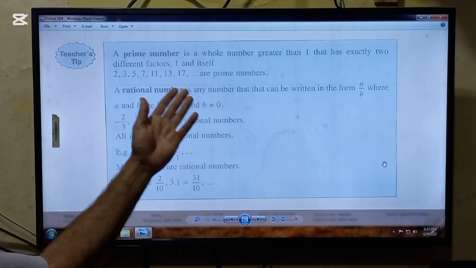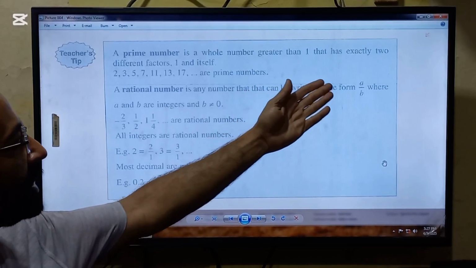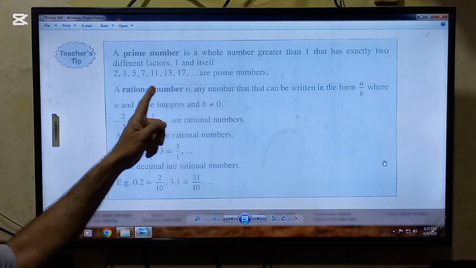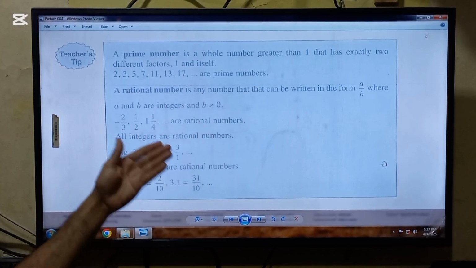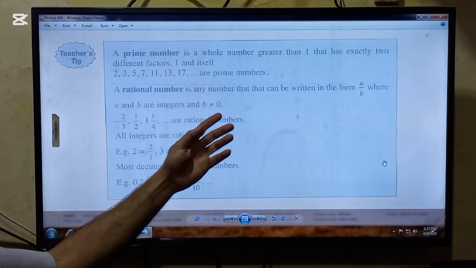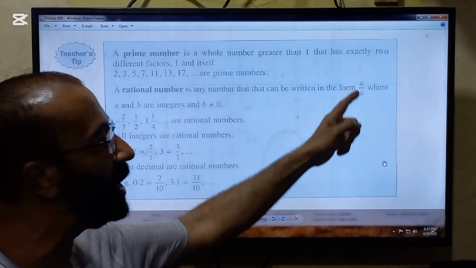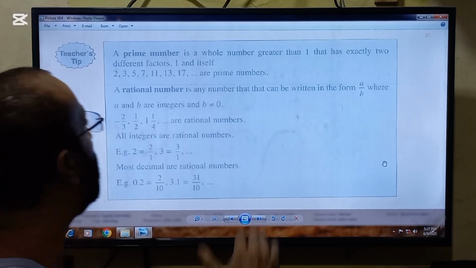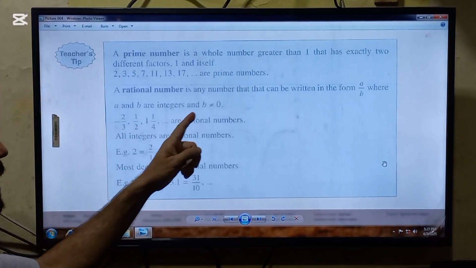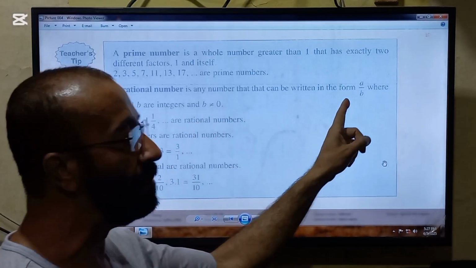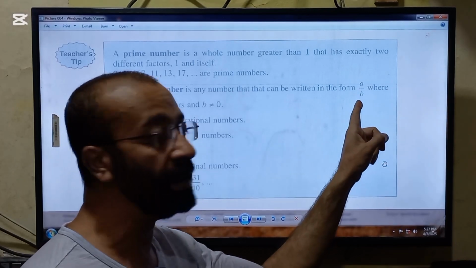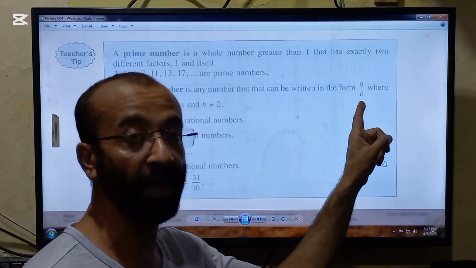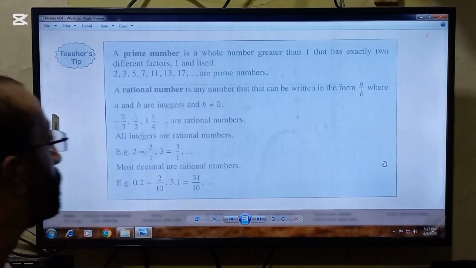A prime number is a whole number greater than 1 that has exactly two different factors, 1 and itself, and these are the prime numbers. A rational number is any number that can be written in the form a over b, where a and b are integers and b is not equal to 0. Remember, in rational numbers, the denominator must not be equal to 0. There will be a number other than 0 in the denominator.